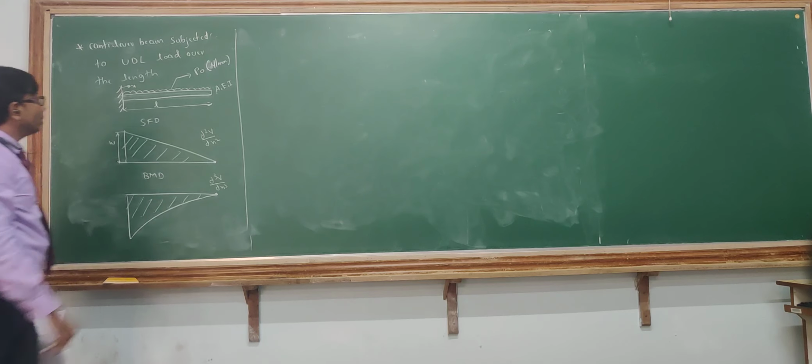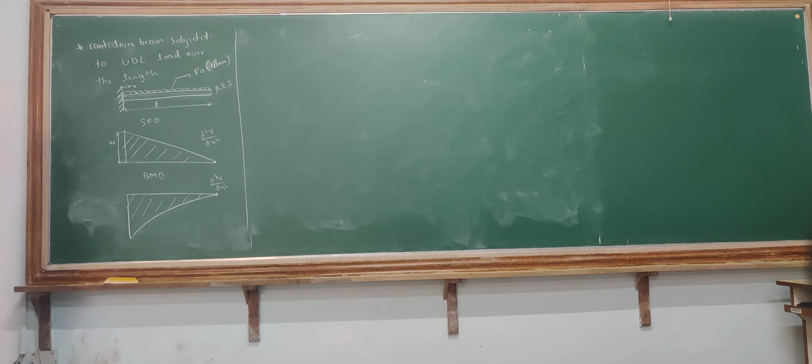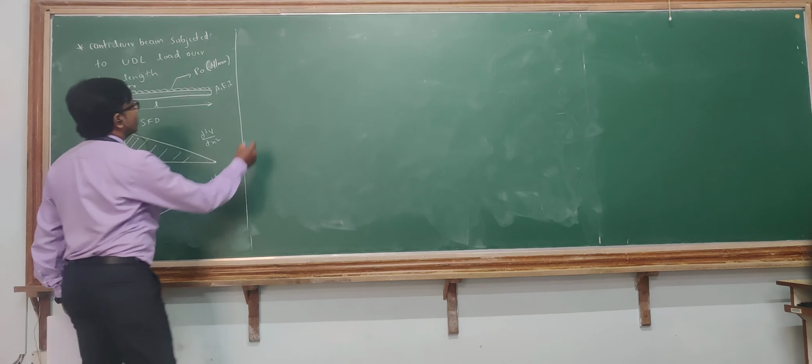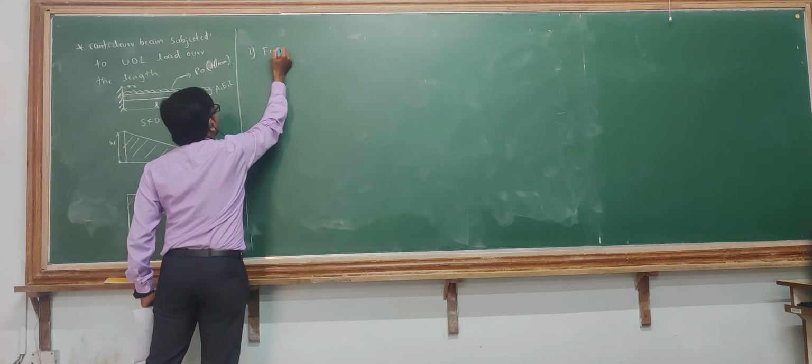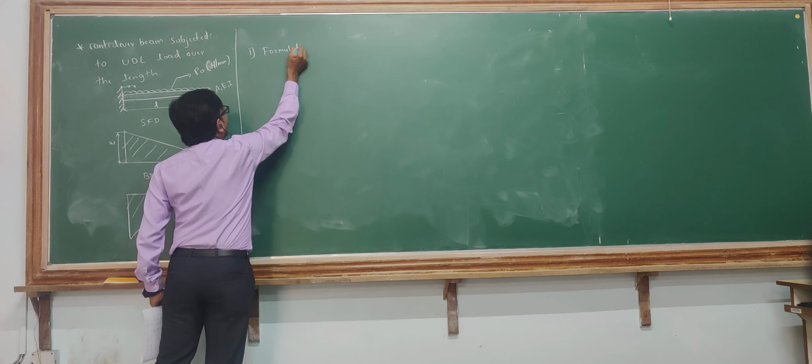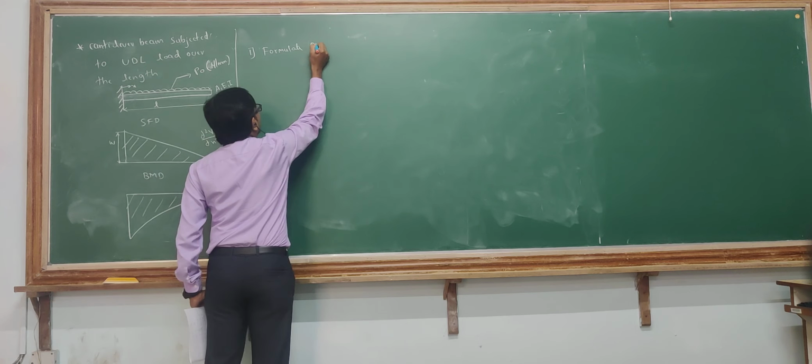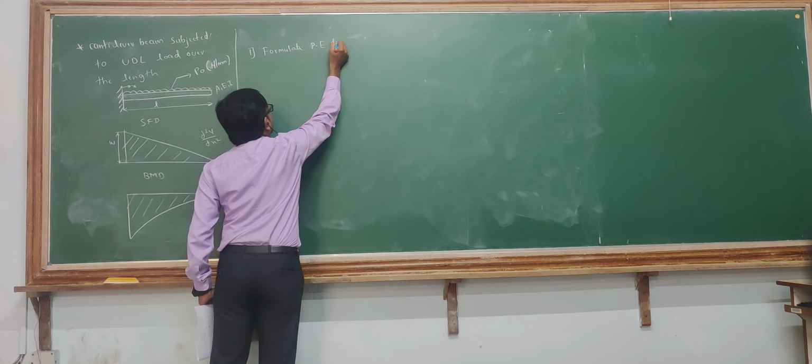Here once again we have to use the RR method to solve the beam problem. First we'll start with the beam problem with the RR method. The first step is to formulate the potential energy functional.